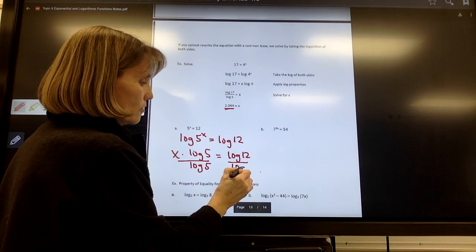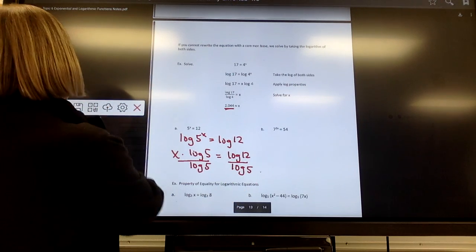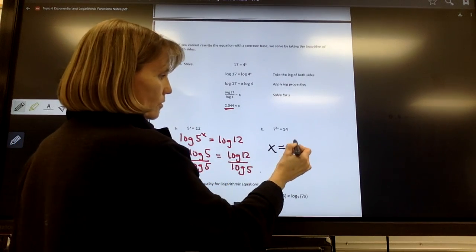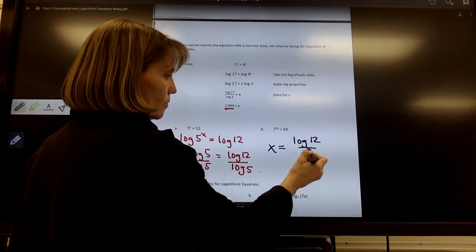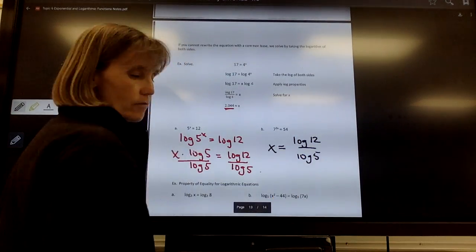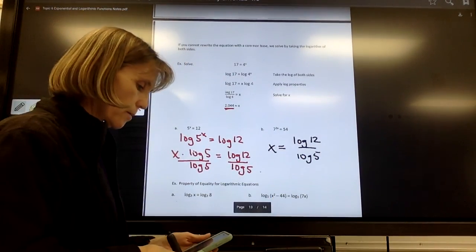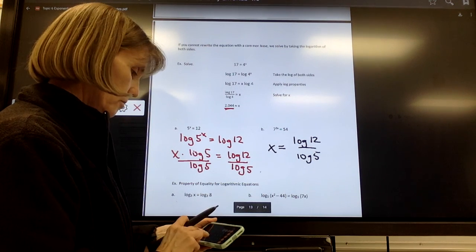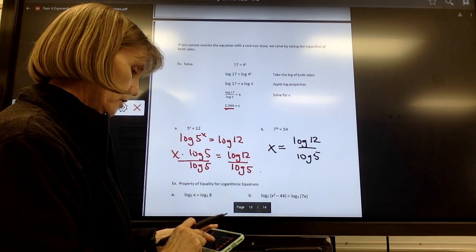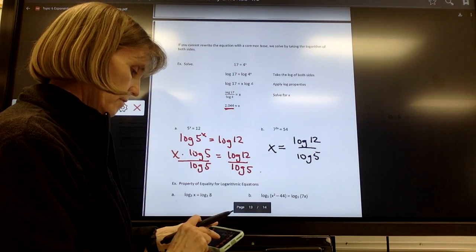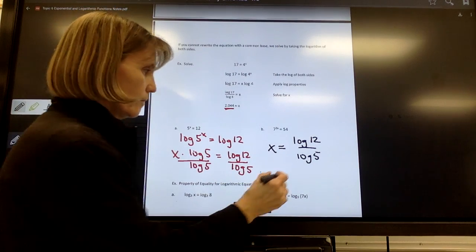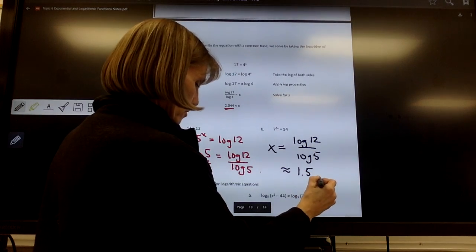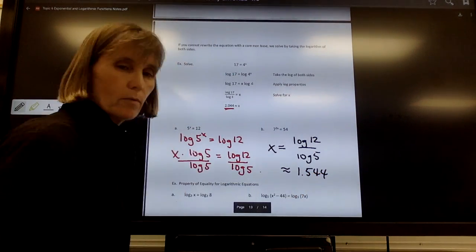Whatever I do to one side, I have to do the same thing to the other. So I'm going to have x equals the log of 12 divided by the log of 5. And that's something you can do on your calculator. Let me grab my phone here real quick. I'm going to punch in 12, hit the log key, divided by 5, hit the log key, and hit equals. And this is approximately 1.544. We're going to round to the nearest thousandth.